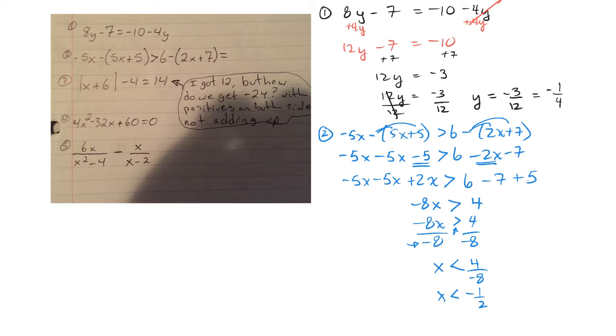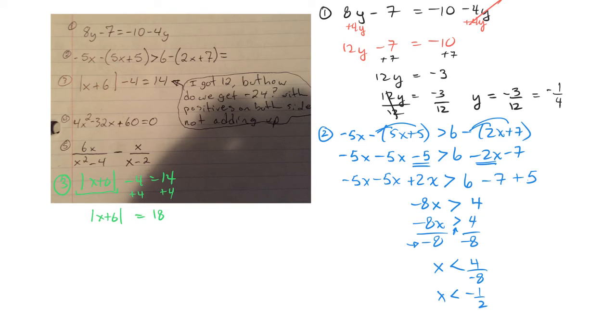Okay, number 3. So number 3 there, I've got absolute value of x plus 6 minus 4 equals 14. First, I want to isolate the absolute value sign. So I'm going to add 4 to both sides. So I'll have the absolute value of x plus 6 is equal to 14 plus 4, or 18.